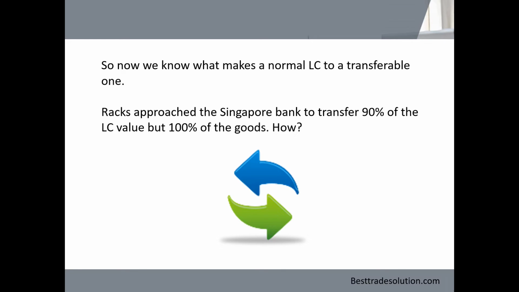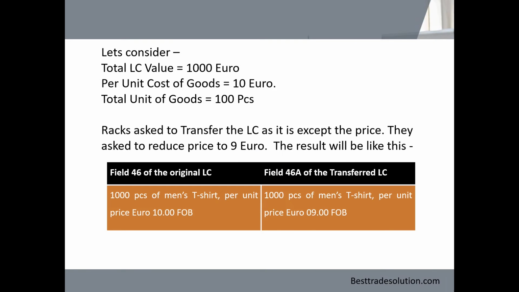Racks approached the Singapore Bank to transfer 90% of the LC value but 100% of the goods. How? Let's consider total LC value equals €1,000. Per unit cost of goods equals €10. Total units of goods equals 100 pcs. Racks asked to transfer the LC as it is except for the price. They ask to reduce the price to €9. The result will be like this.